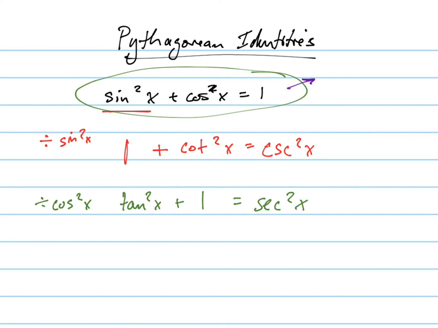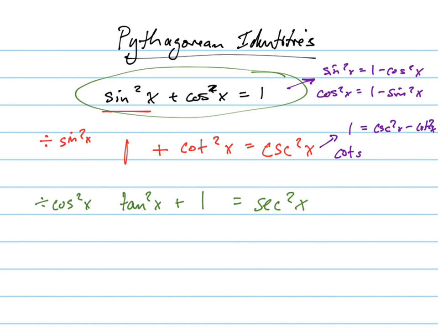So this can also be written as sine squared x equals 1 minus cosine squared x, or cosine squared x equals 1 minus sine squared x. This one could be rewritten as 1 equals cosecant squared x minus cotangent squared x, or as cotangent squared x equals cosecant squared x minus 1, and this one can be written 2 ways as well. So those are your Pythagorean identities, and how you can derive all of them just from the basic one.